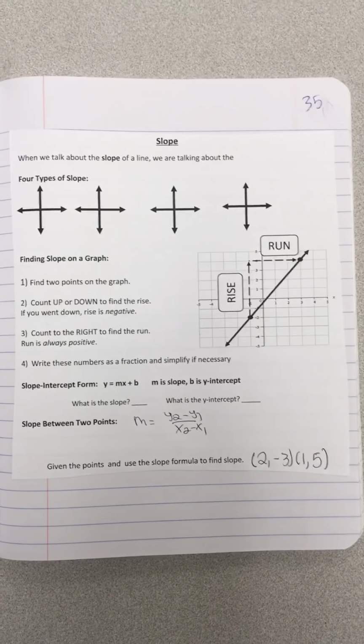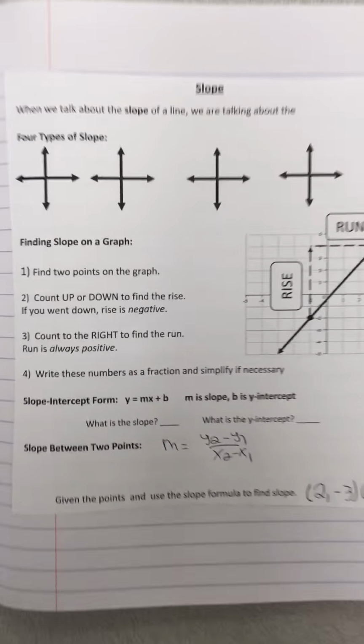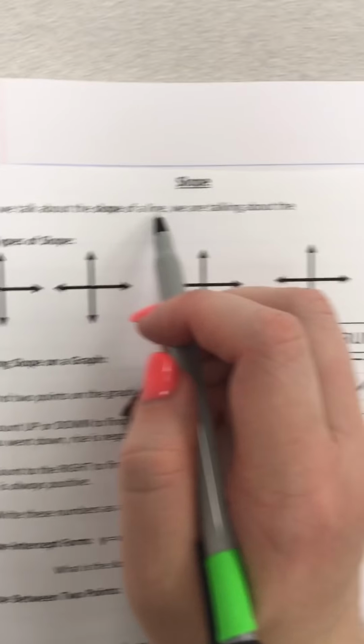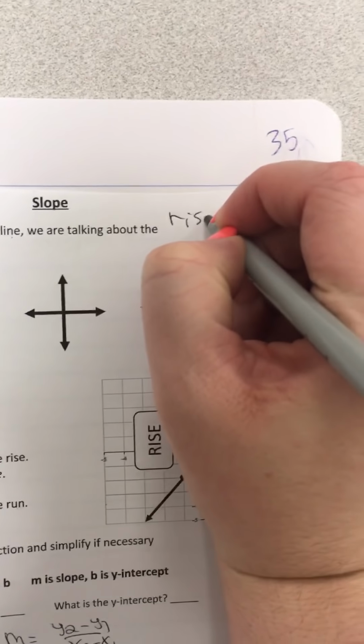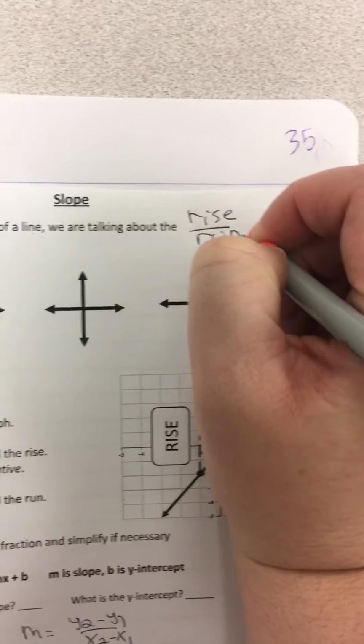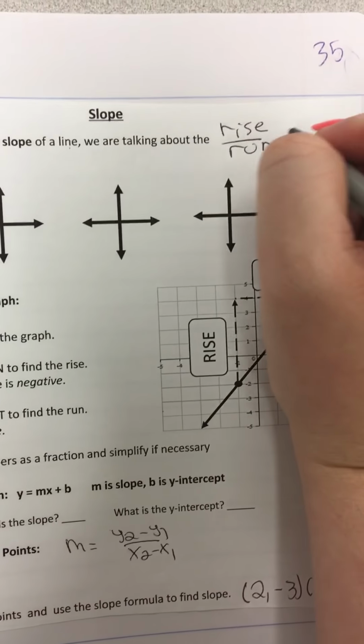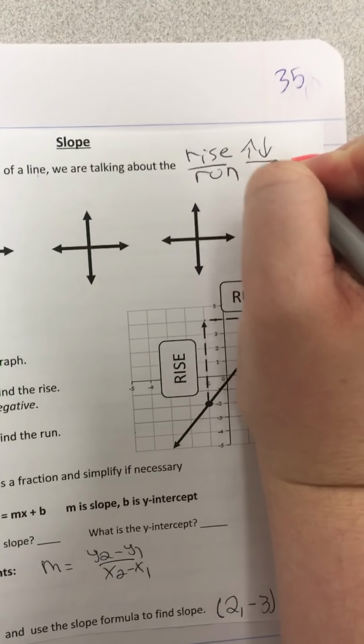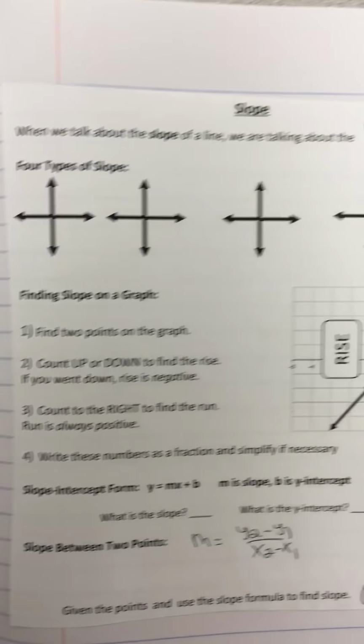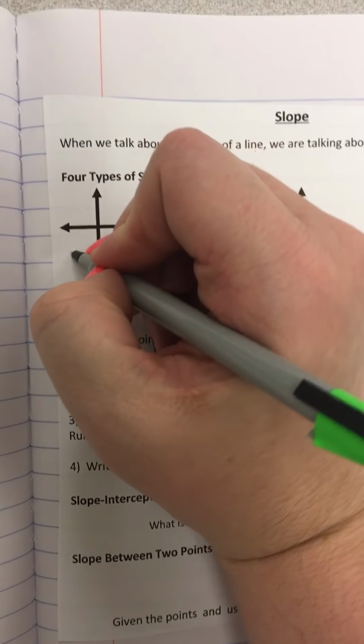In this video, we're going to learn about slope. When we talk about the slope of a line, we're talking about the rise over the run: how much it goes up or down, and then how much it goes to the right. So we have four types of slope.